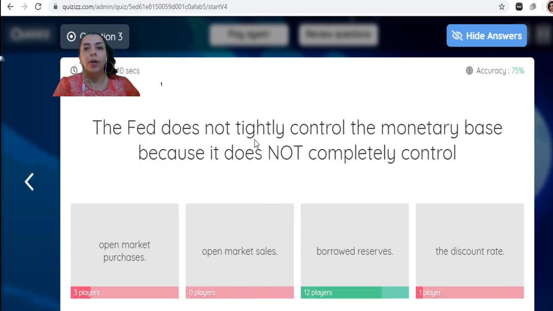The Fed does not tightly control the monetary base because it does not completely control borrowed reserve. I kept emphasizing today that open market purchase and open market sale are all in control of the Federal Reserve. That is the non-borrowed monetary base. But the borrowed reserve is the amount that the banking system wants to get as a loan from the Fed. So the Fed cannot control that amount. The discount rate is the rate that the banking system has to pay to the Fed. So this discount rate is set by the Fed, and that's why the Fed has full control over it.